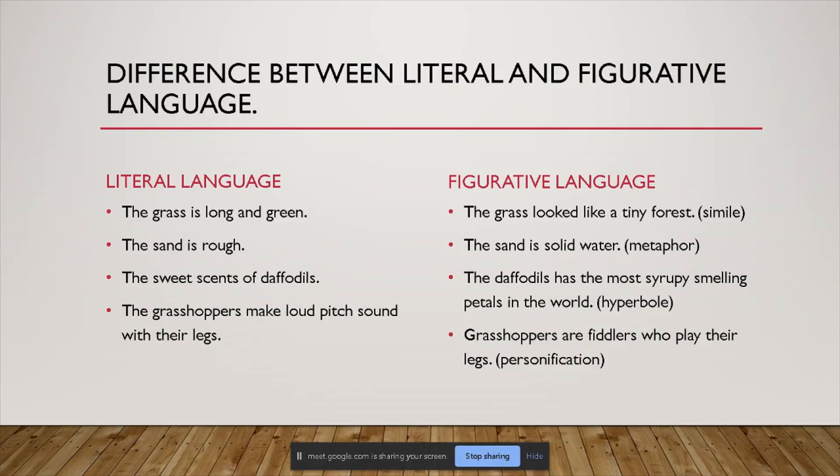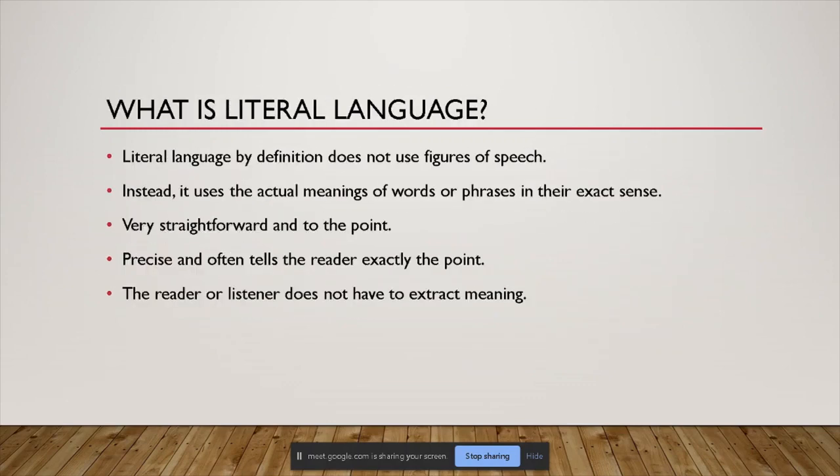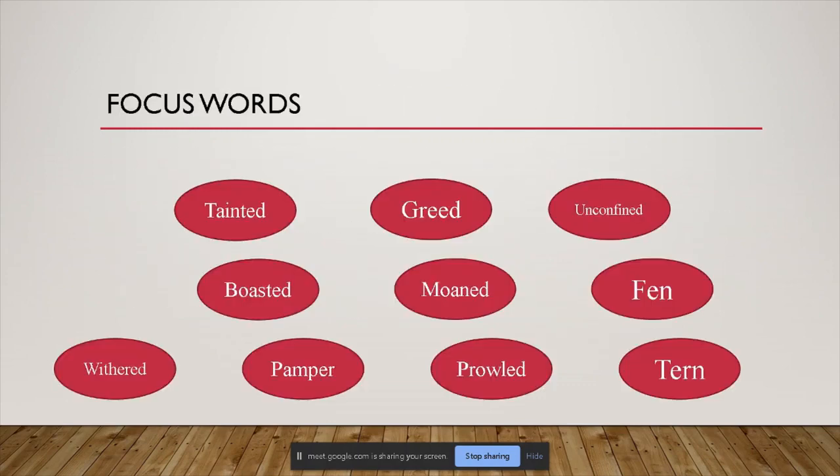Before we start with the activities that we have prepared for you, I would like to teach you some words from the poem. Can you see the screen? Yes, sir. For every word that I say, I want you to repeat it with me 3 times. Okay?